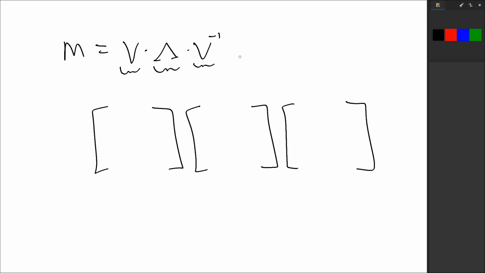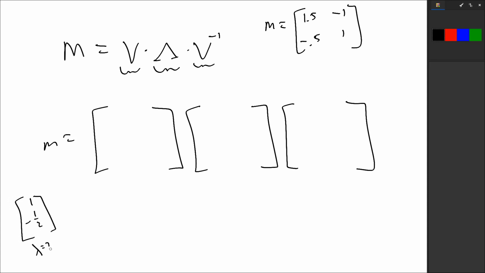Let's go back to our original matrix we've been using as an example here, right? So we used this one, which was 1.5 and -0.5 and -1, right? So that matrix equals its eigenvectors times the matrix of eigenvalues times the inverse of its eigenvectors, right? Now, the eigenvectors, you'll remember, were 1 and -1/2 was one of them, and that one had a lambda of 2. And then the other one was 4, 4, and that had a lambda of 1/2, right?